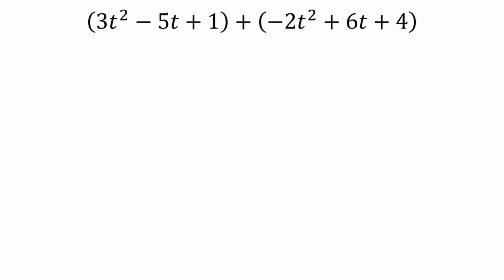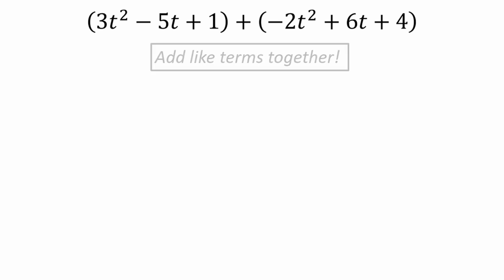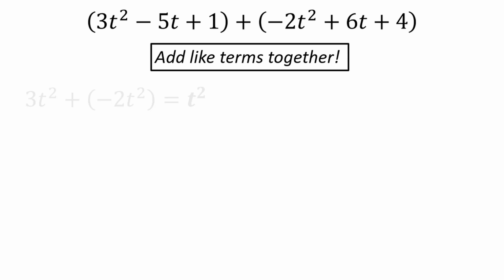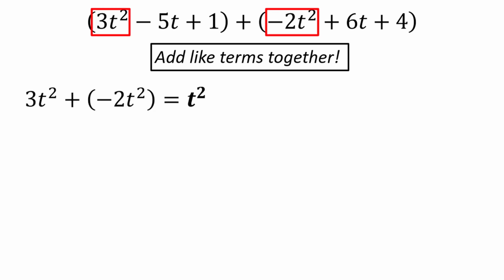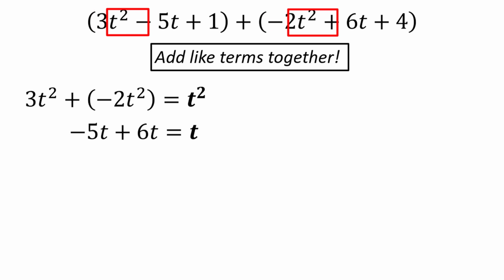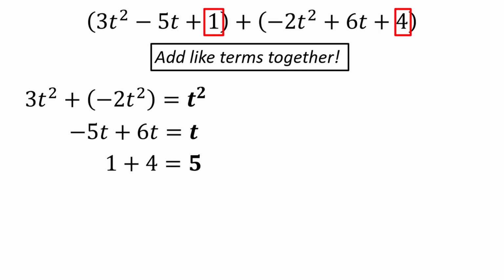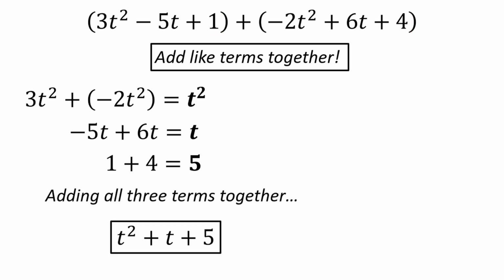Polynomials can be added by adding like terms. So for example, we can add 3t squared minus 5t plus 1 plus negative 2t squared plus 6t plus 4 by matching up the like terms. 3t squared plus negative 2t squared is equal to t squared, as adding a negative is the same as subtracting. Negative 5t plus 6t is equal to, well, just t. And 1 plus 4 is equal to 5. Altogether, we have t squared plus t plus 5.